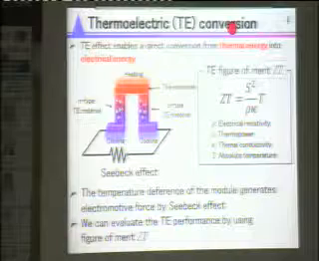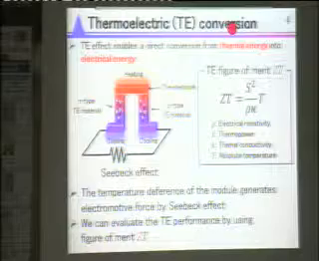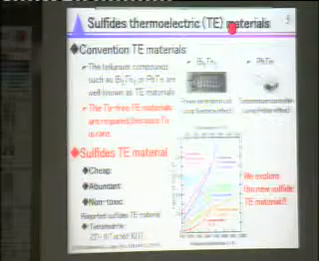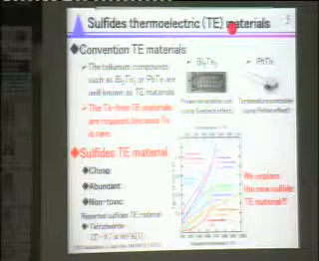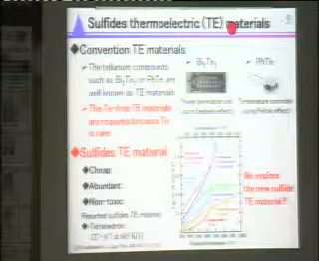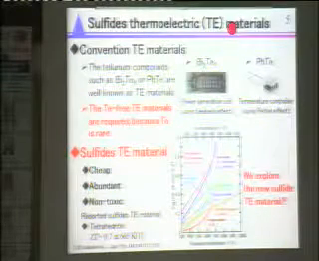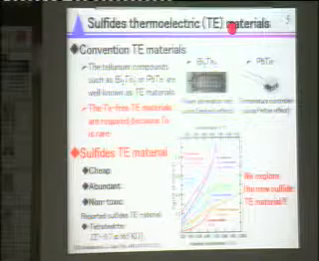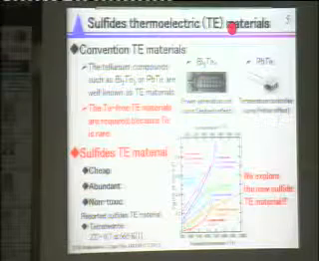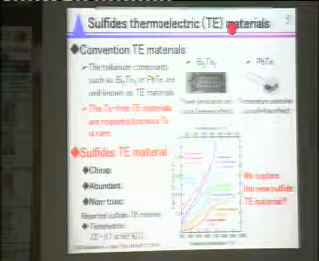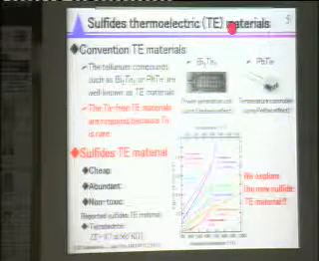This is a schematic picture of the principle of the direct effect. The temperature difference across a module like this generates an electromotive force by the direct effect. We can evaluate the thermoelectric performance by using the figure of merit according to this formula. Rho is electrical resistivity, S is thermopower, kappa is thermal conductivity, T is absolute temperature. A good thermoelectric material means low electrical resistivity, low thermal conductivity, and high thermopower.